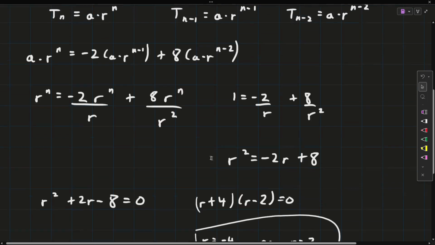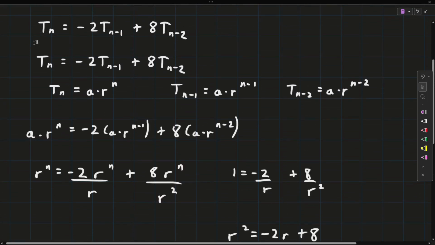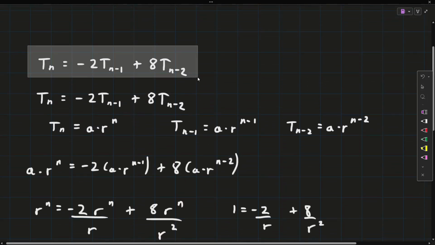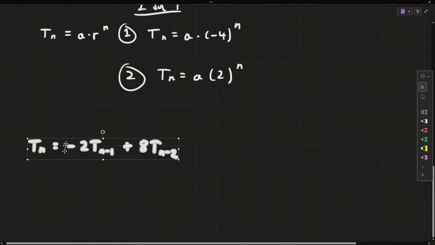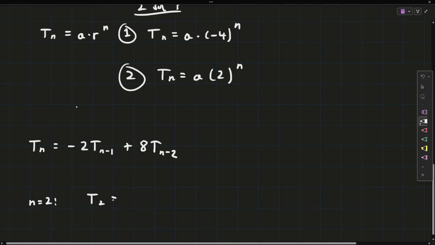So these are two possible solutions, but the problem is, let's say I wanted to find out what the second term was. So I'm going to take my difference equation, I'm going to let n equals 2, and I want to see what happens. Then the second term would be equal to minus 2 times the first term plus 8 times the 0th term. So remember in the first order ones, we needed to know t0 and the pattern. Here, to get to the next term, we need to know t0 and t1.